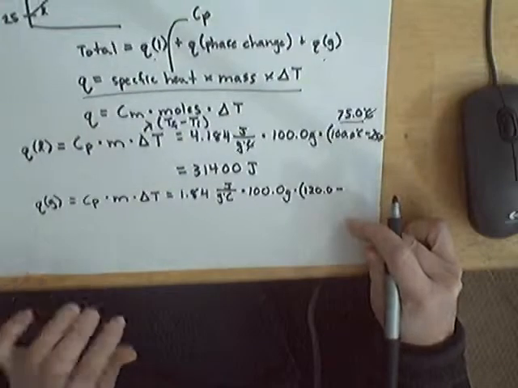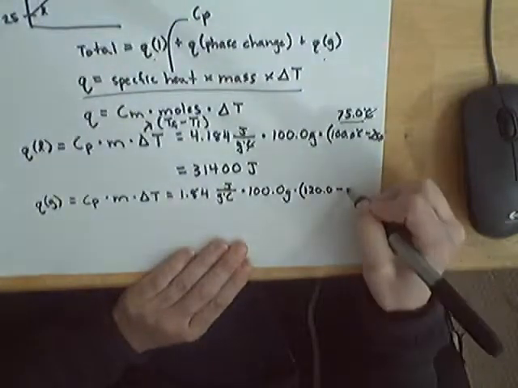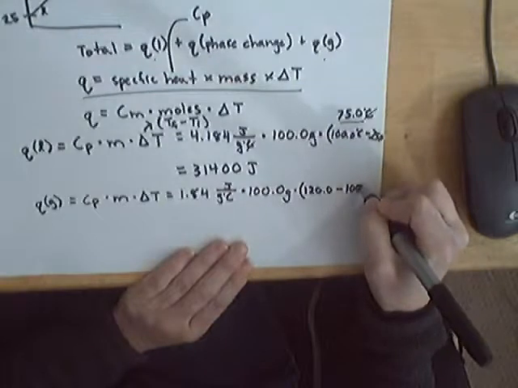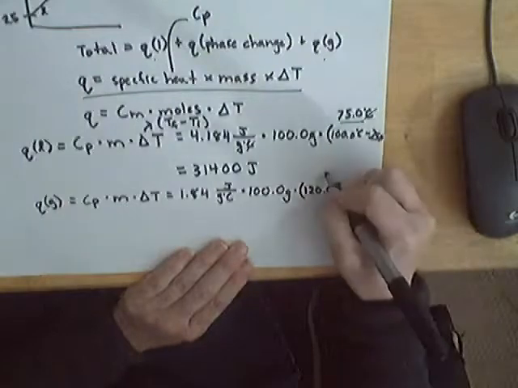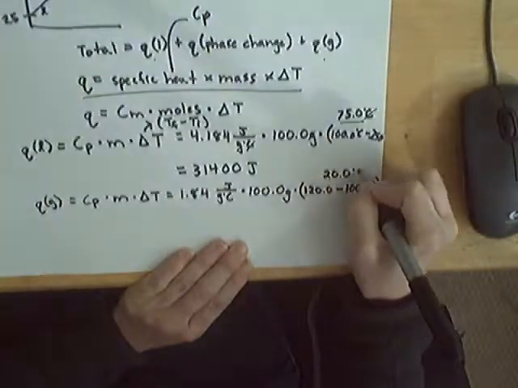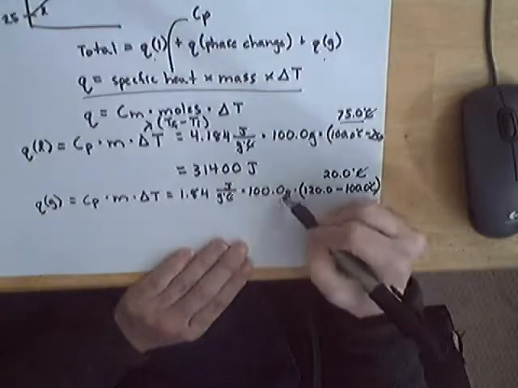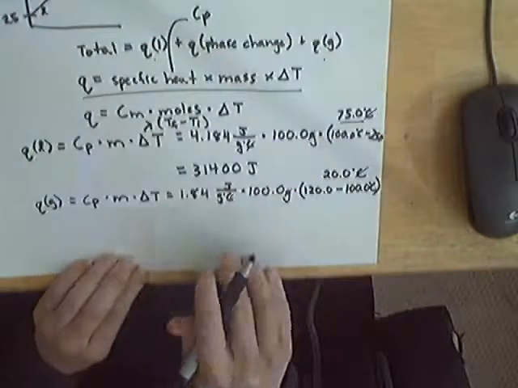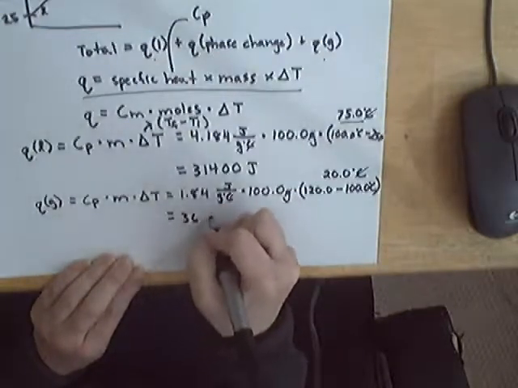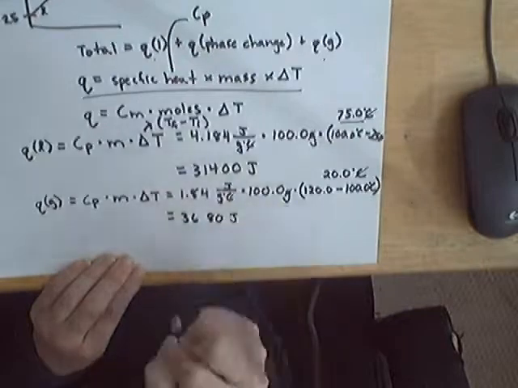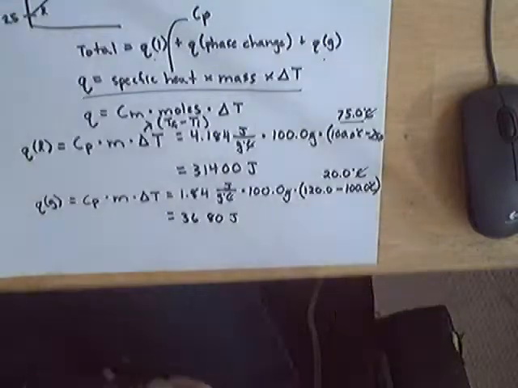Initial temperature of the gas. The initial temperature of the gas is not 25, right? It is the first temperature at which we have a gas. That's 100 degrees Celsius. All right? So delta T ends up being 20 degrees Celsius. Your Celsius cancel, grams cancel, and this gives us 3,680 joules. That's the amount of energy it takes to heat this gas.